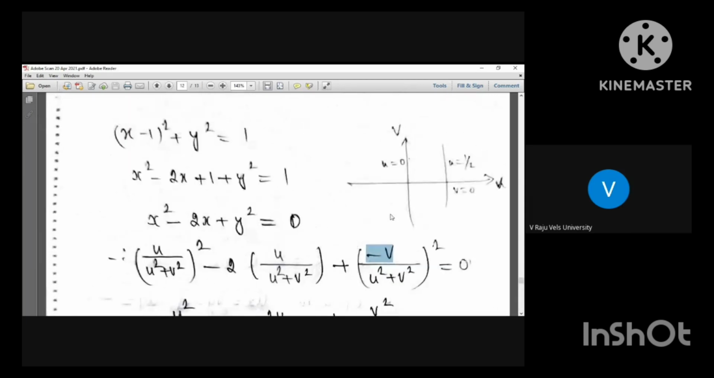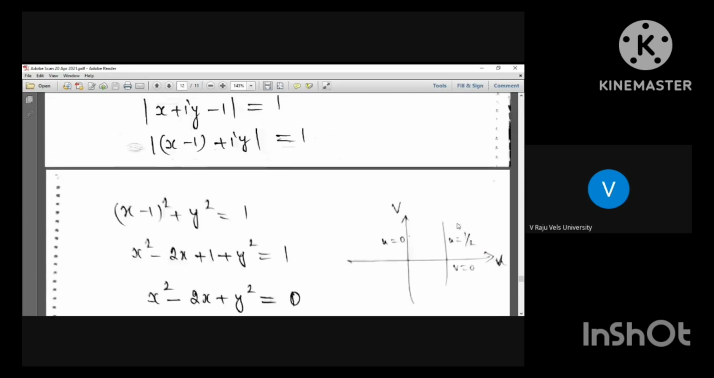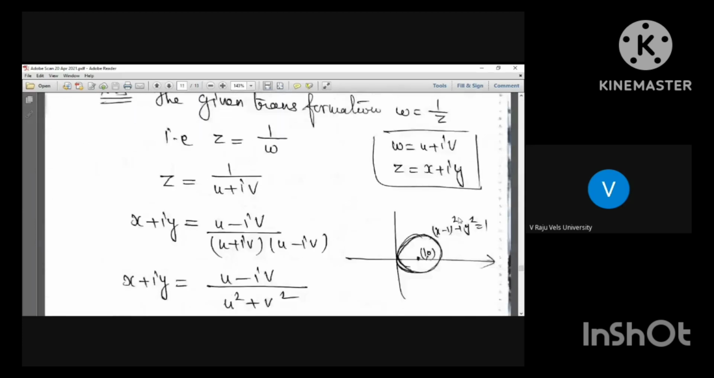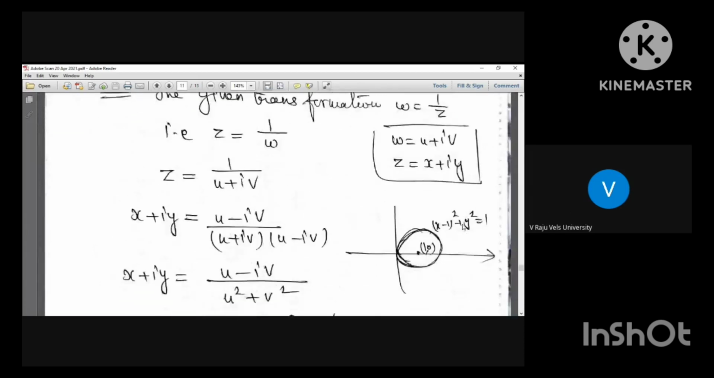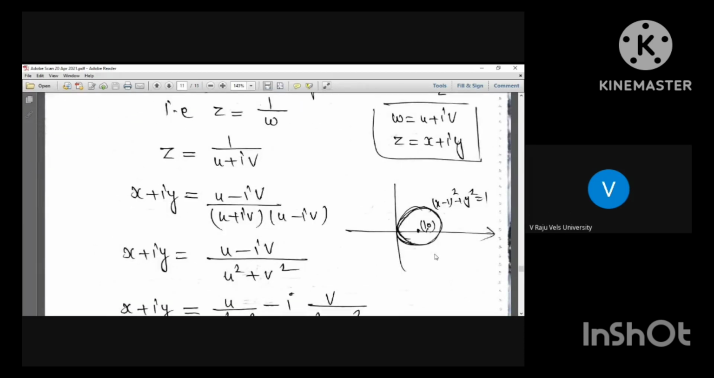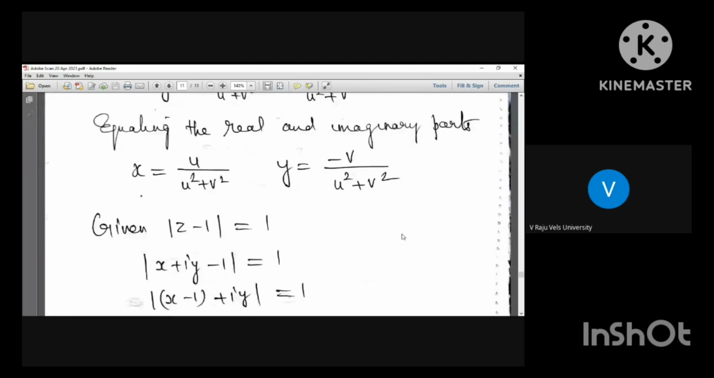How to draw it in the figure of the w plane? You have to draw the x-axis and y-axis. In the x-axis u, in the y-axis v. Always, along the u axis v is equal to 0. Along the v axis u is equal to 0. Where will you draw u is equal to 1 by 2? On the u axis. U is equal to 1 by 2, a straight line. This is the w plane. In the z plane, already we know (x minus 1) whole square plus y square is equal to 1. This is in the z plane, x-axis, y-axis. Z plane, xy axis. In the w plane, uv axis. So we are changing.